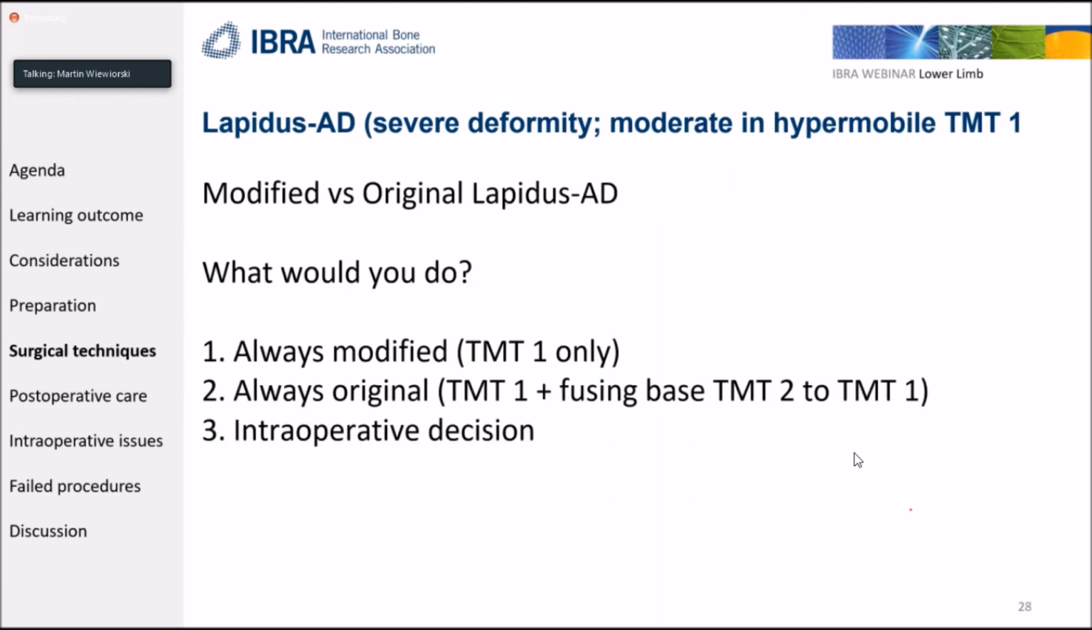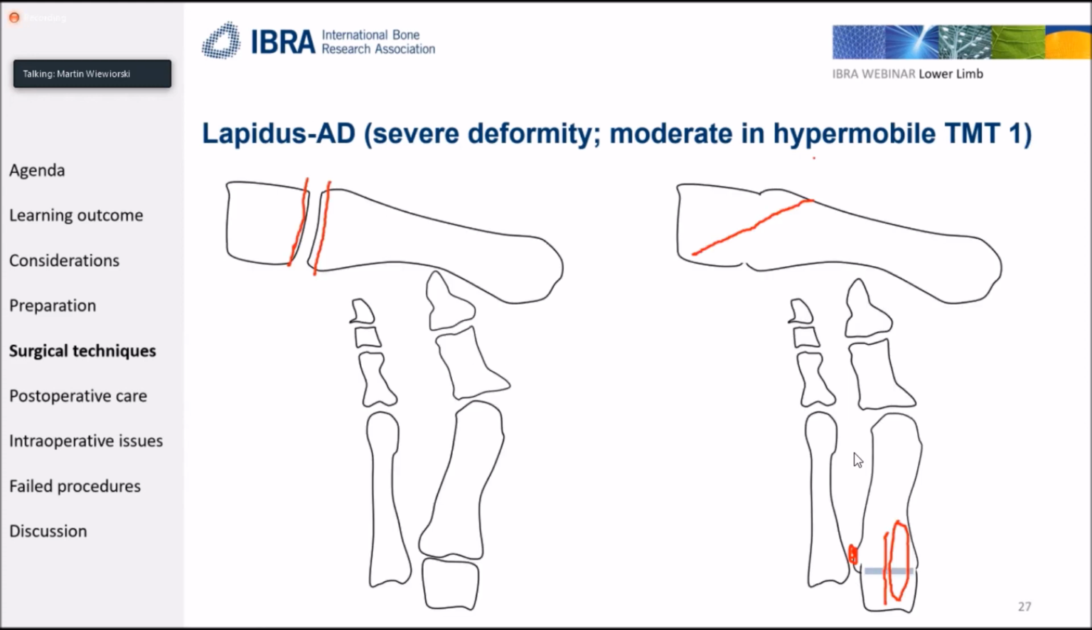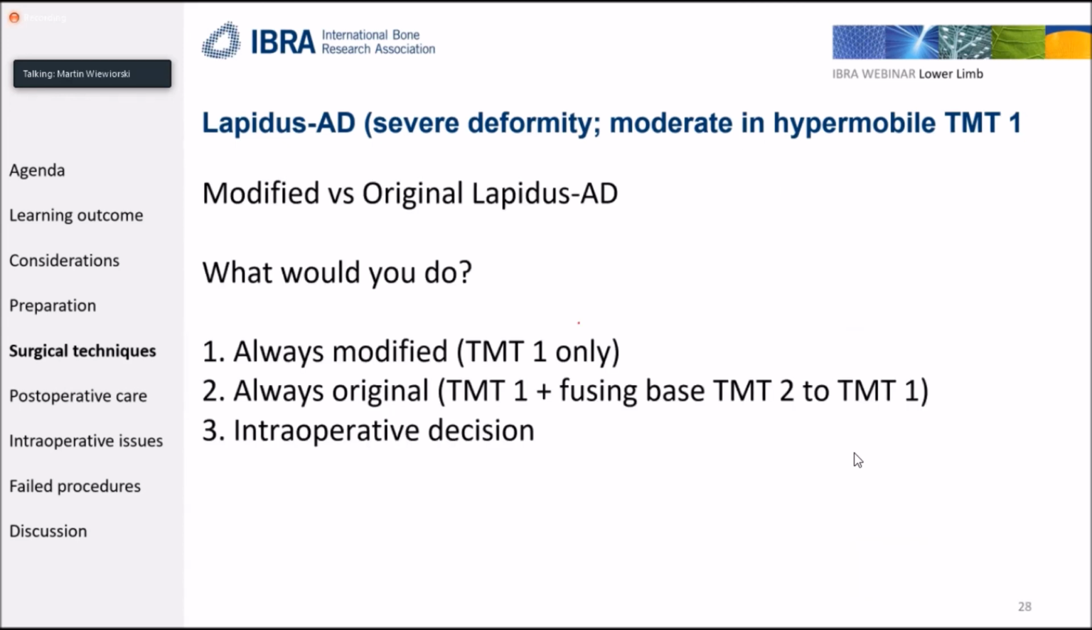Maybe you can do a quick poll here, because I'm wondering who of you does the original Lapidus fusion and who does the modified fusion. So maybe I can just go back. A modified fusion is basically just fusing the TMT1 joint without fusing the base of the second joint. So maybe you just quickly poll here. I'm not going to spend too much time here. Let me put this up for you.